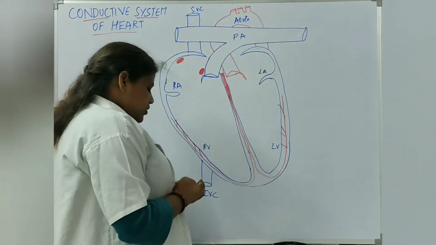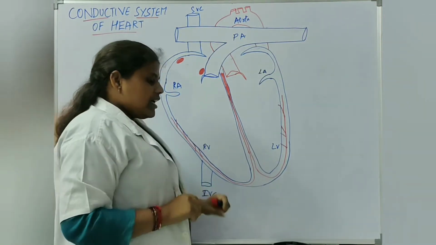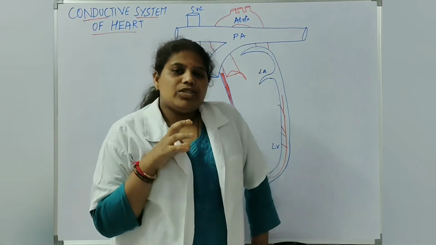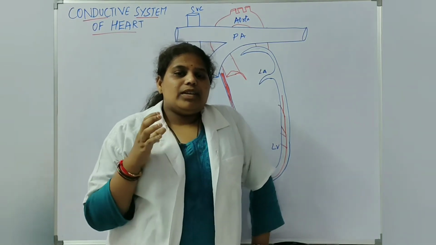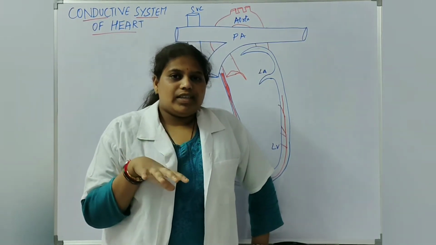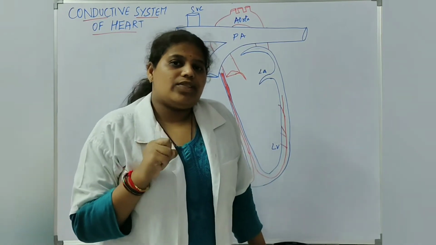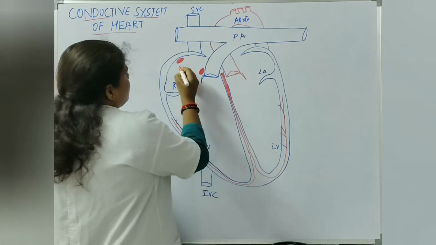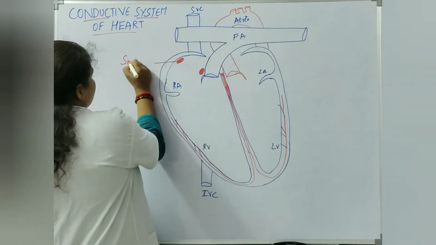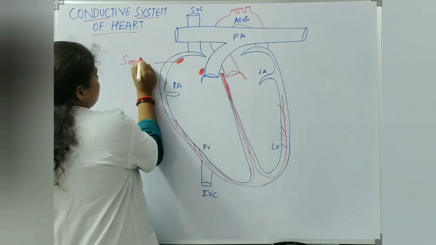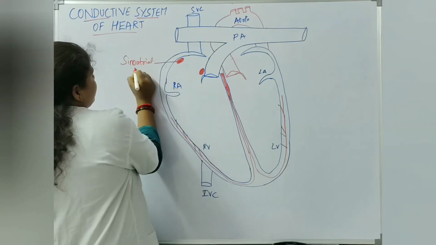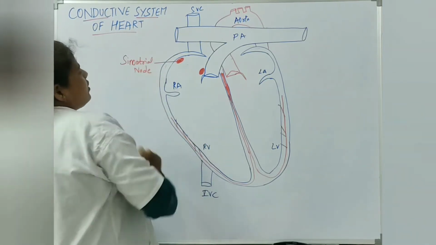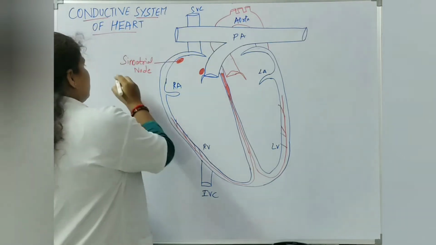Now, what is conductivity? Conductivity is the transmission of impulses from the SA node to the ventricles for the contraction of the ventricles. So here we have the SA node, which is the sinoatrial node. The sinoatrial node is also known as the SA node.